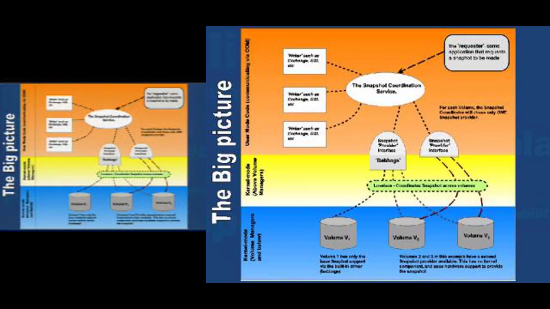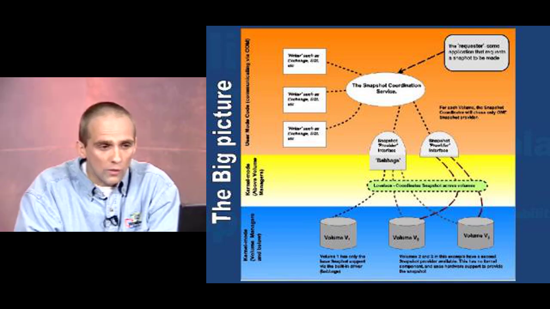There's a picture here which kind of shows really how this is holding together in Whistler. On the top right, we have what we call requesters, and these are the applications which are using the snapshots.